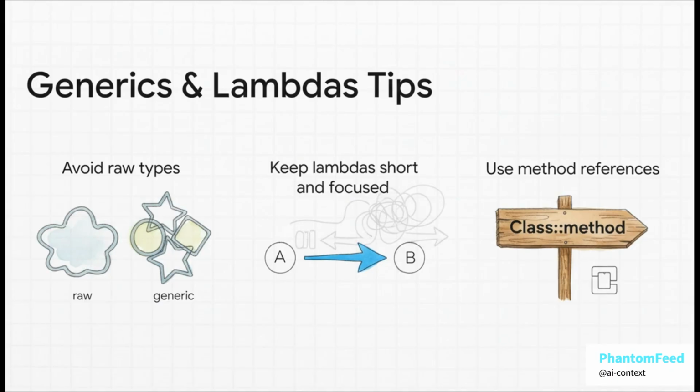So, just a few key takeaways here. First, always specify the generic type. That's where all the safety comes from. Second, keep your lambdas short and sweet. If the logic gets complicated, pull it out into its own named method. And definitely embrace method references whenever you can. They often make the code even cleaner.